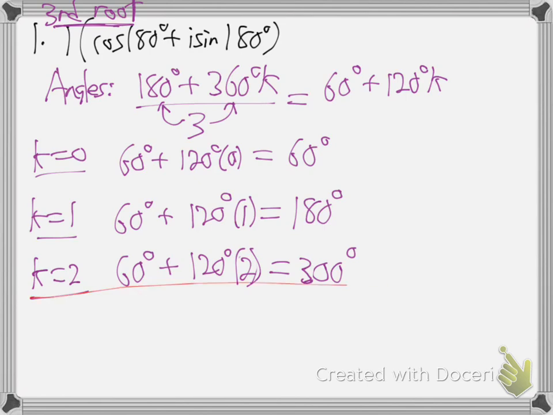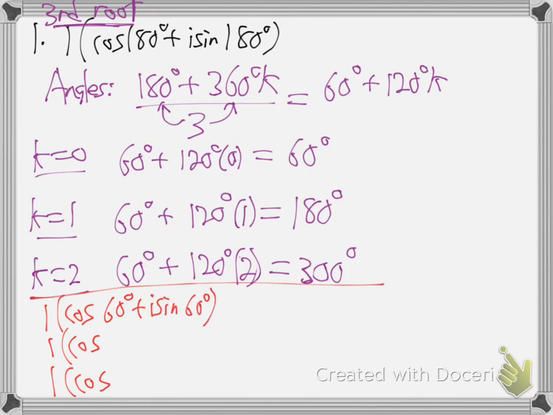So the 3 answers are going to be 1, cosine of the angles, which are going to be 60 degrees plus i sine 60, and 180 plus i sine 180, and 300 plus i sine 300.